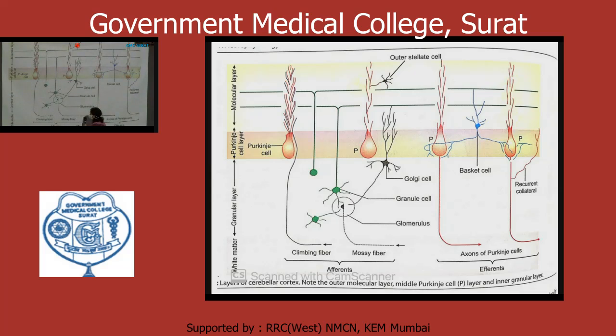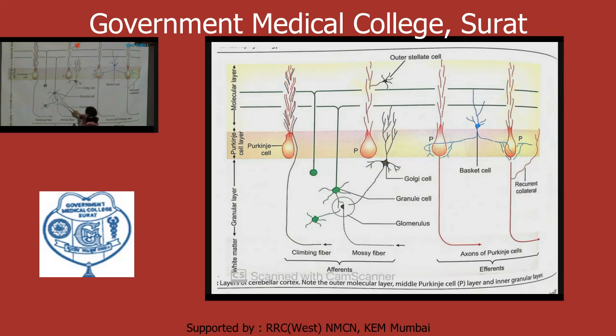Now, these are the afferents. From here you can see these climbing fibers and the mossy fibers form the afferent or the input carrying fibers. Let us first discuss the mossy fibers and how they work. The mossy fibers excite the cells in the granular cell layer, the granule cells. Granule cells are excited by the mossy fibers.